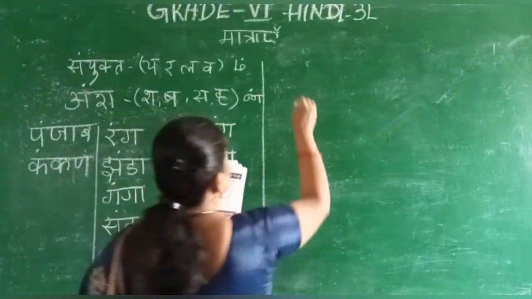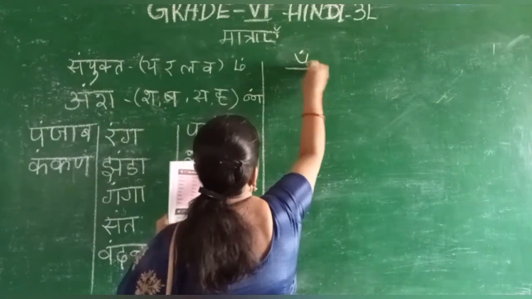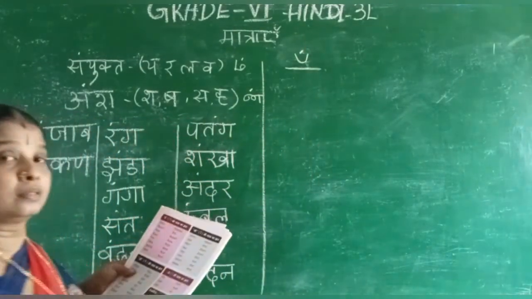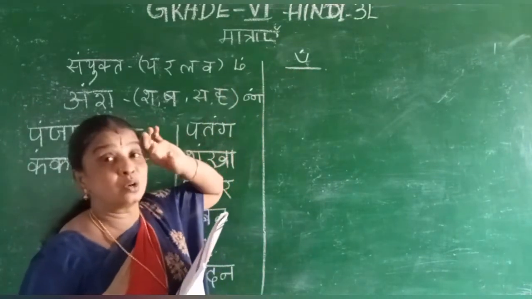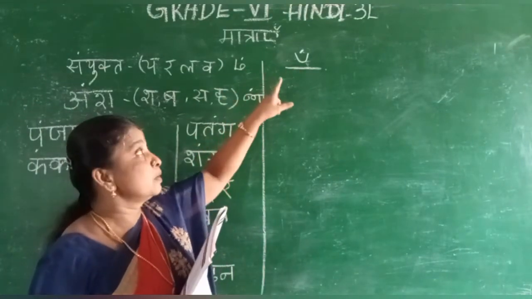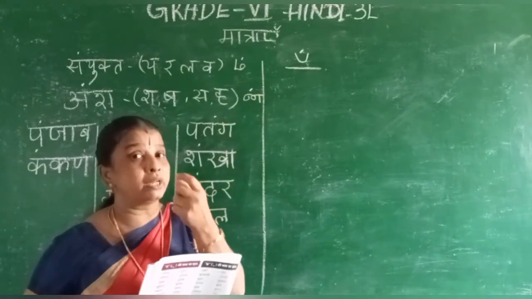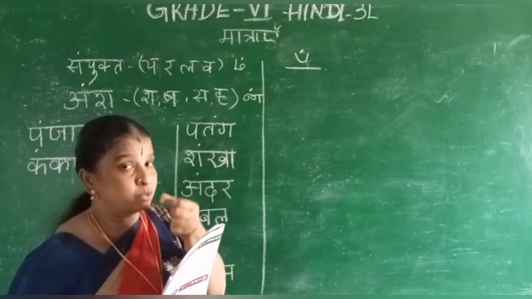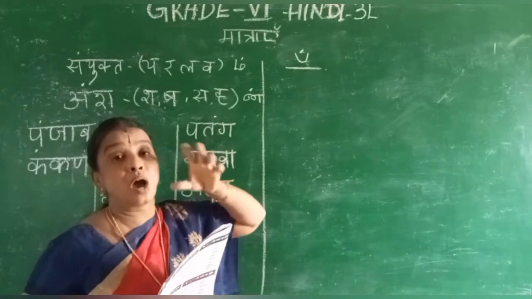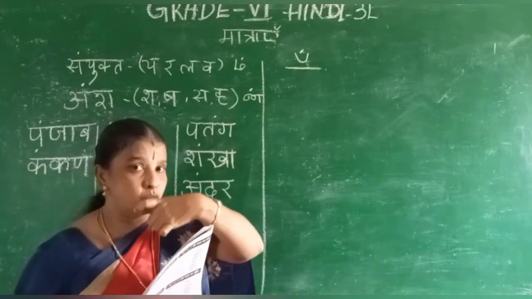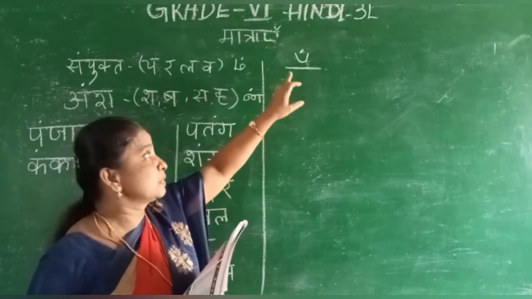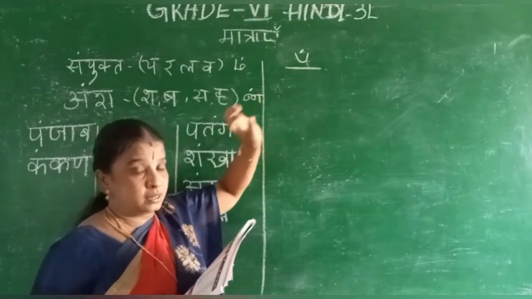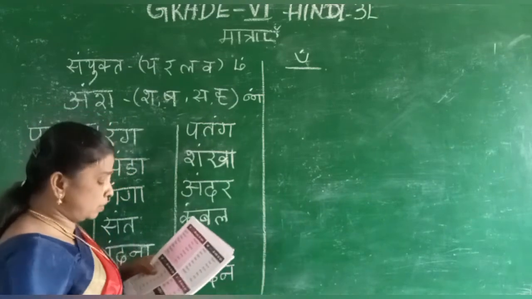See, this is anunasik or Chandra Bindu. What is that? Anunasik. Why is it called anunasik? Because the sound of the symbol should come out through our nose. That's why that symbol is called anunasik. Nasika means the sound comes from our nose. Another name of this symbol is Chandra Bindu. Is it clear? Now how to pronounce these words?